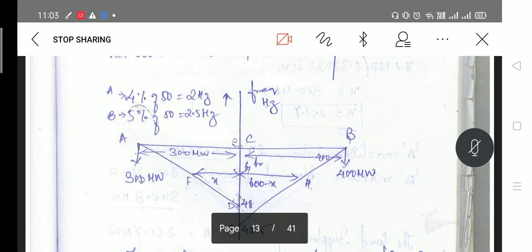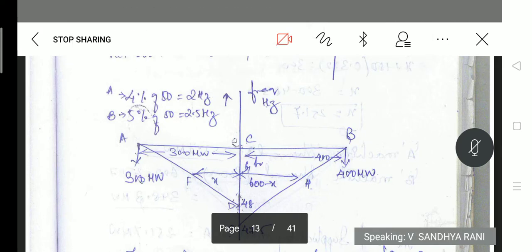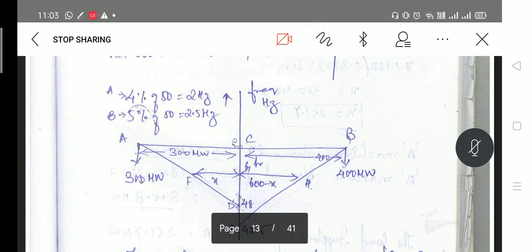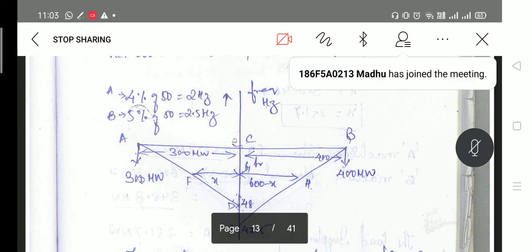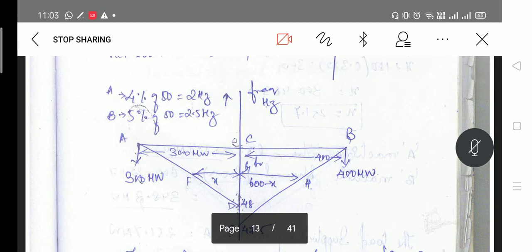Here the frequency is 50 hertz. So 4% of 50 is 2 hertz for machine A, and 5% of 50 hertz is 2.5 hertz for the second machine, B. A is 2 hertz, B is 2.5 hertz.